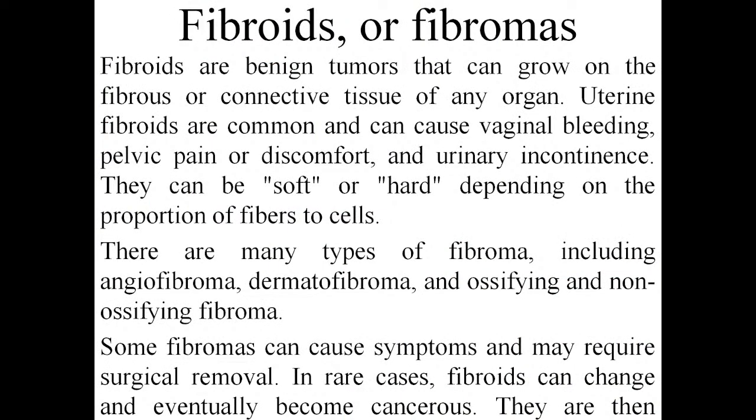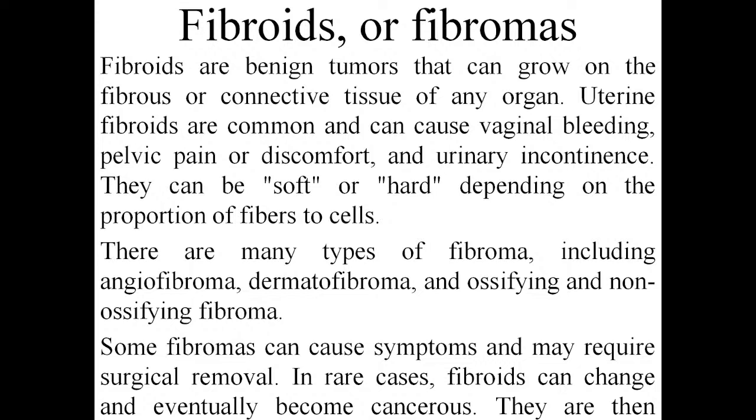Fibroids and fibromas. Fibroids are benign tumors that can grow on the fibrils of connective tissue of any organ. Uterine fibroids are common and can cause vaginal bleeding, pelvic pain or discomfort, and urinary incontinence. They can be soft or hard depending on the proportion of fibrous to cell tissue.